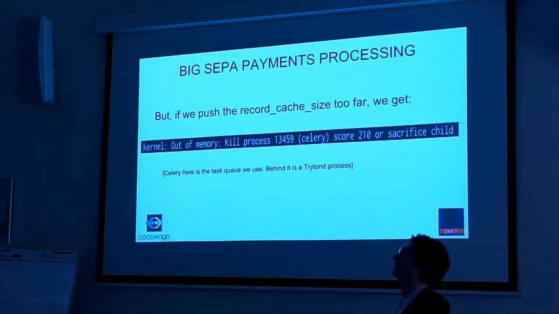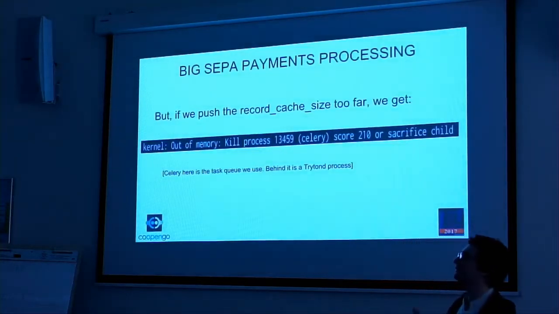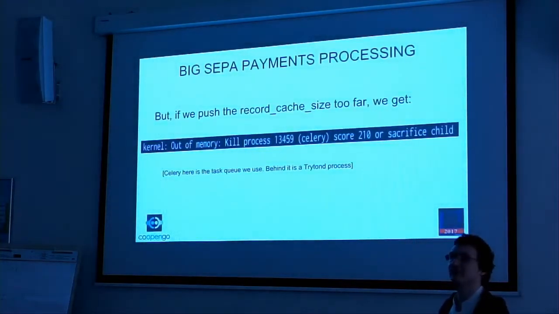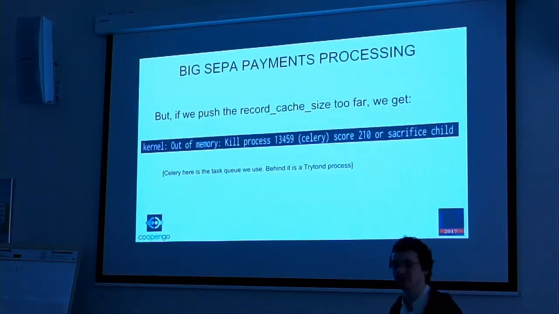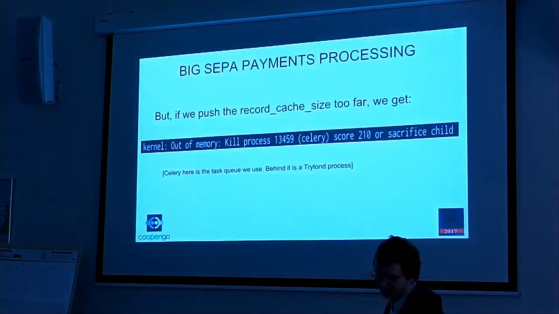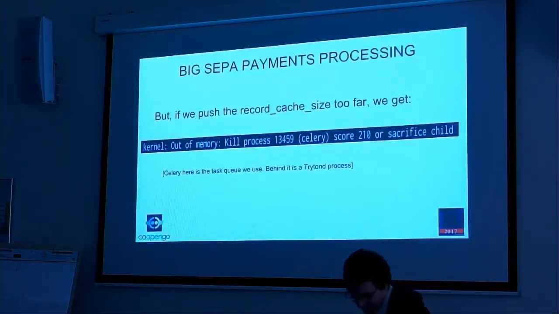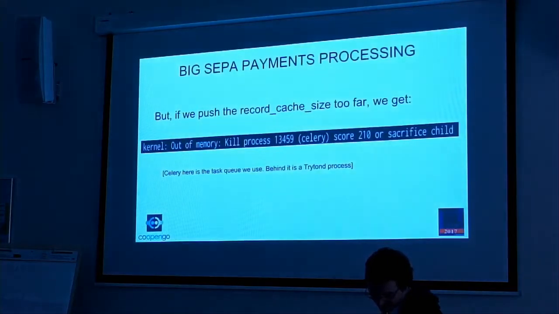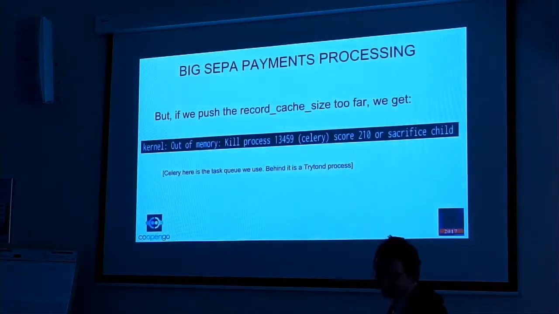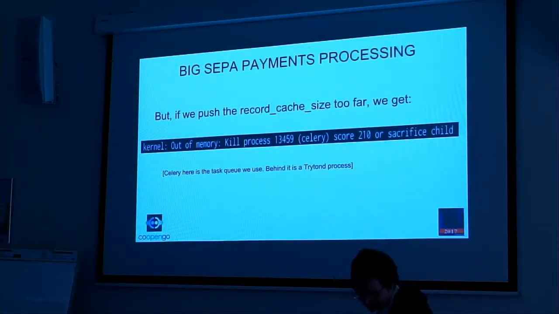We would run out of memory by processing, I think it was like, 5 groups of 25,000 payments together. The process would be killed because of an out of memory error. Yeah, Celery is the distributed task queue we use, and beyond it are several Tryton D processes.